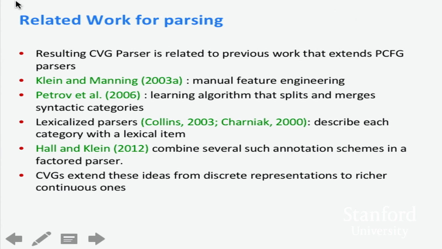And simultaneously, there was a whole line of work on lexicalized parsers, which said, well, a reasonable way to represent the semantics of a phrase like the person at the lectern is to say what is the head word of that phrase, it's person, and just represent the semantics of the person at the lectern with the semantics of person.